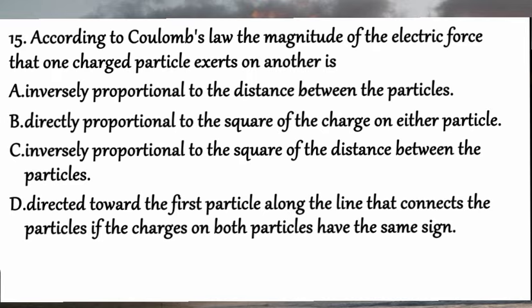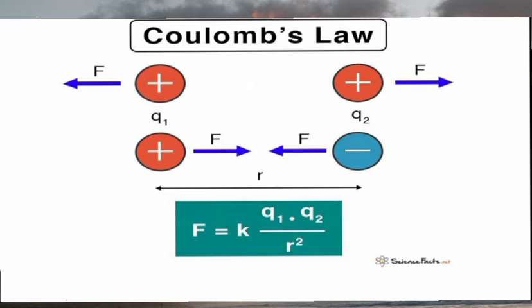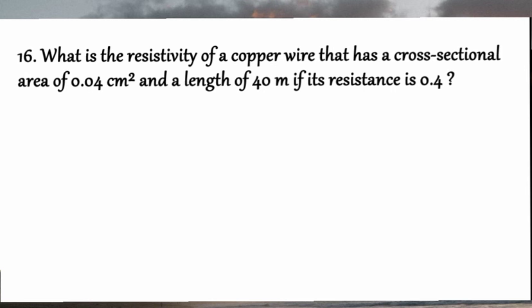Question number 16. What is the resistivity of a copper wire that has a cross-sectional area of 0.04 cm square and a length of 40 meters, if the resistance is 0.4?